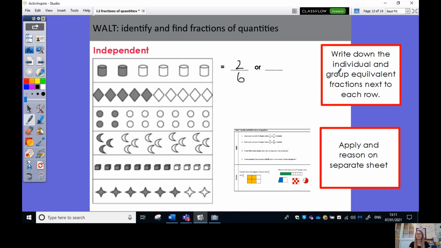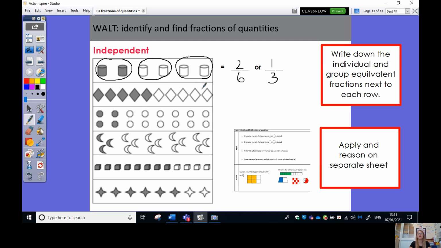Now I want to look at the group equivalent. So this one should be a little bit easy because I can see that I should be able to group them easily into groups of 2. So 1, 2, 3. So there are 3 groups in total. And how many groups are shaded? Absolutely, there is 1 that is shaded. So in this first part, it's representing either 2/6 are shaded or 1/3 of the objects are shaded.